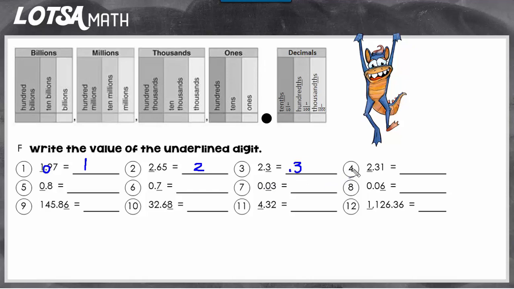So let's look at number 4. Again, here's our decimal point, and directly to the left of the decimal point is a 2. So that 2 is in the ones place. So it has a value of 2.